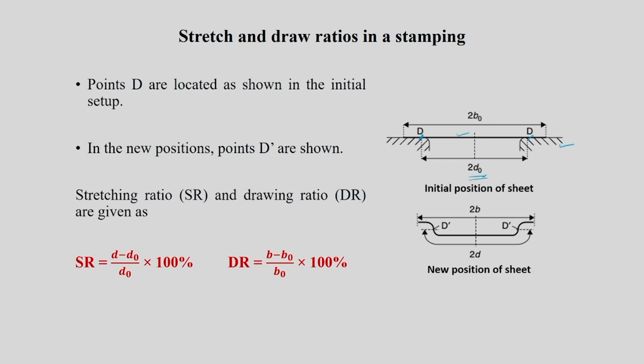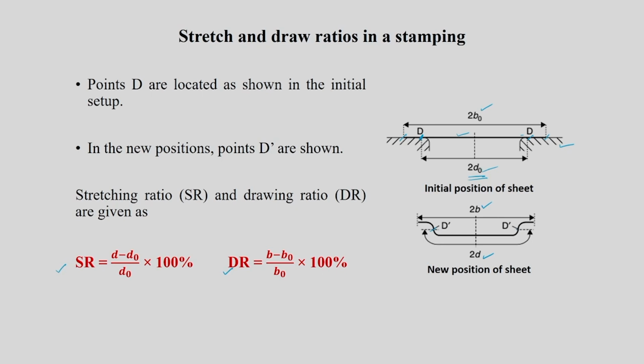So 2 points we are taking on the two extreme locations here, and between the sheet edges you can call it 2B naught. The new position of this after some deformation is D dash to D dash, which is nothing but 2D. So 2D naught has become 2D, and 2B naught has become 2B. Now if that is the case, you can evaluate stretching ratio and drawing ratio like this.